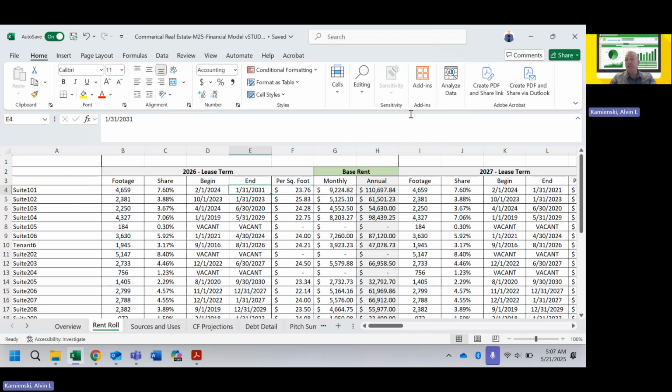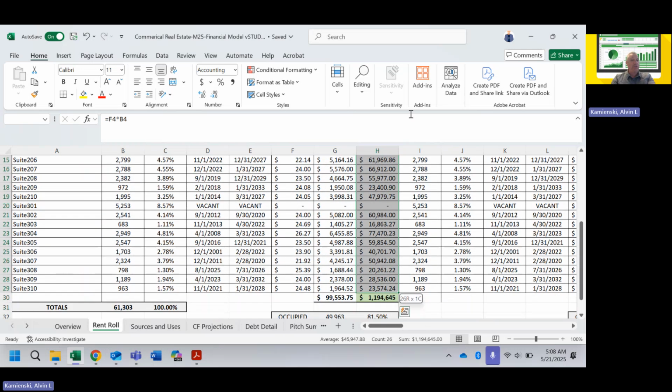Per square foot, they're paying $23.76, which means roughly their monthly rents are about $9,200. And so annually, this tenant is paying me $110,000. And when I put all of my tenants and all of my suites together, I eventually get to the sum of my rents, which is that 1.19 number.